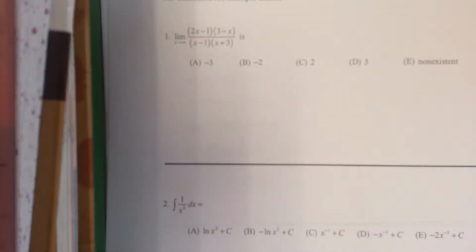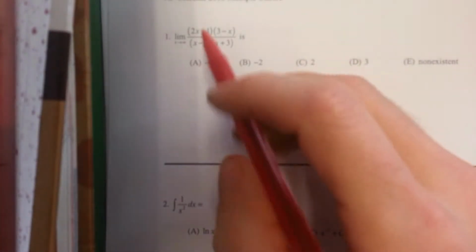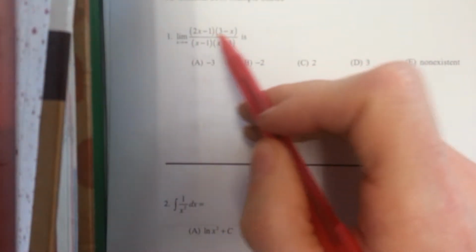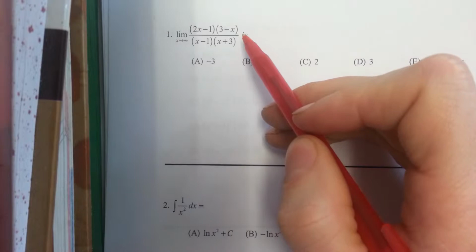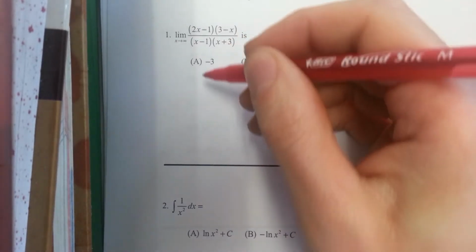Okay, so this is the 2008 multiple choice test. I'm going to try to do a speed run to go through this as quickly as possible. Okay, so we have the limit as x goes to infinity. The key to this is we're going to have to expand these. Okay, now it's clear. All right, so I'm going to expand the top.